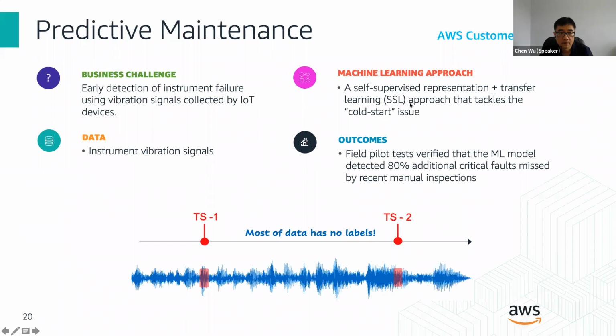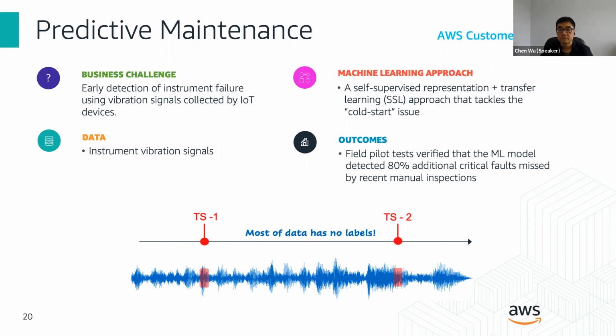The business problem is that we have instrumentation scattered around a large chunk of land, and this instrumentation sends vibration signals collected by thousands of IoT devices. The idea is we want to know whether some sections of the instrumentation have a fault, so that a component needs to be swapped out in the next scheduled time. That essentially is a predictive maintenance problem, and the data is the instrumentation vibration signals.